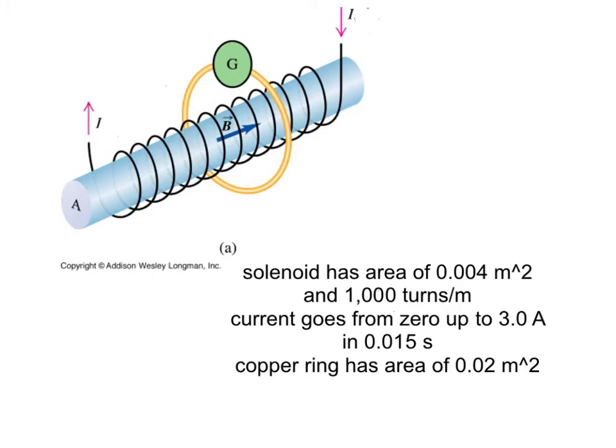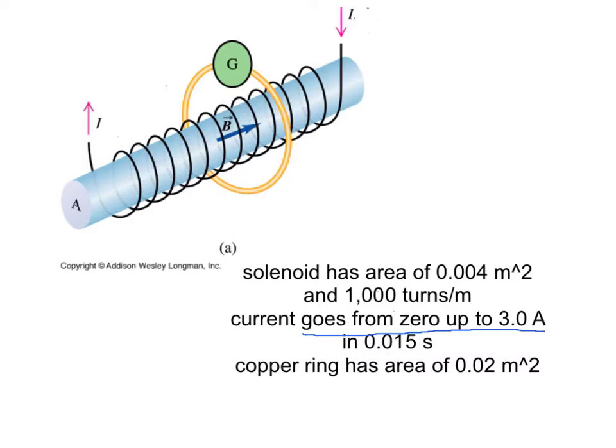Alright, so I made up a few parameters here to describe the solenoid and the ring. So we've got the area marked as A, we've got the current marked with I. Now here's the key. The current is changing. It goes from 0 up to 3 amps. With a solenoid, you're never going to induce anything anywhere if you have a steady current because there's nothing changing. Induction is all about change, so that's an important part of the phrase.